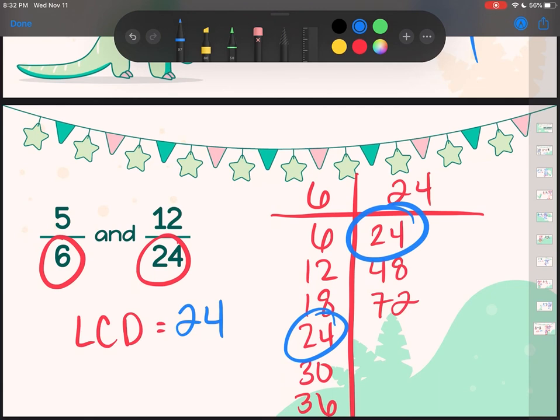So that is how we find least common denominators. You find least common denominators by listing the multiples of our denominators, finding the first one that they have in common. That is how you find our least common denominators.